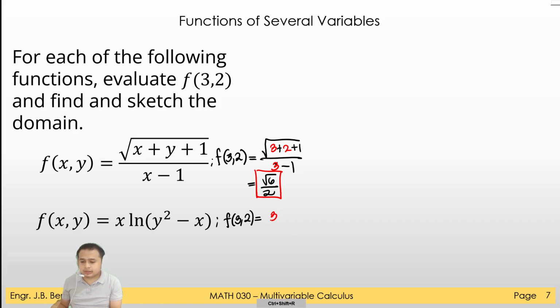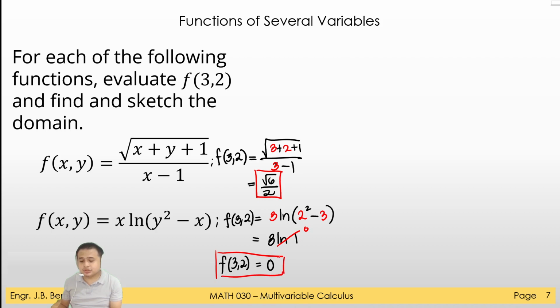And then we have ln of 2 squared minus 3. Then evaluate this: we have 3 ln of 4 minus 1, so this is ln 1. So ln 1 is just 0, basically. So we have 0 times 3, which is 0. Okay, so this will be the evaluation of the function at this given condition.